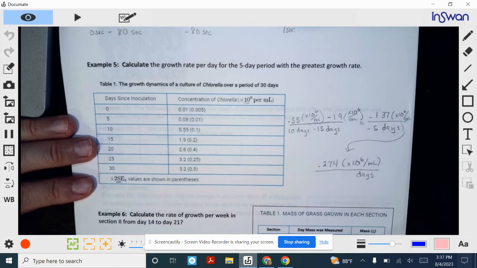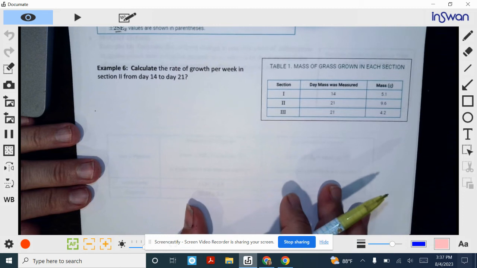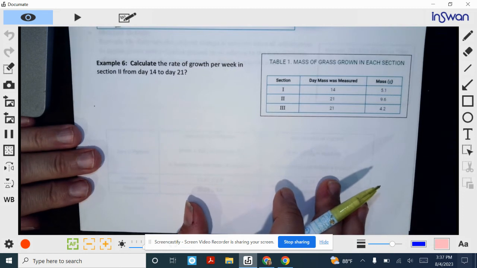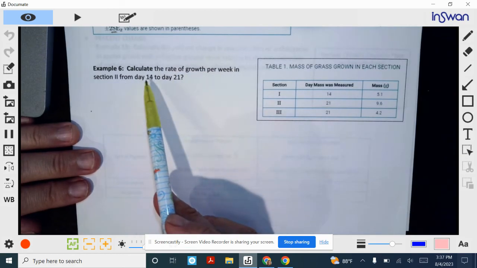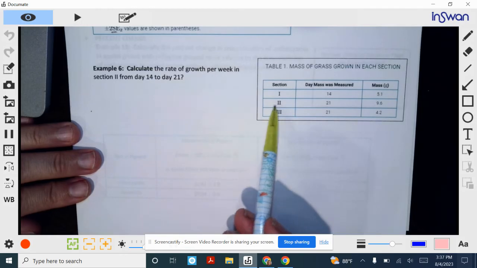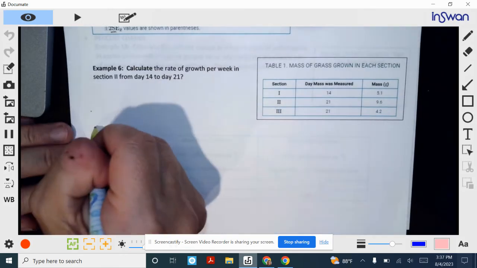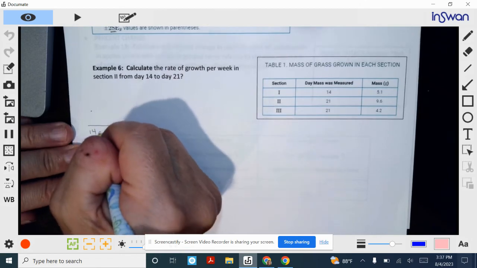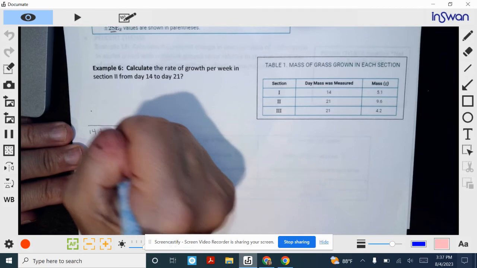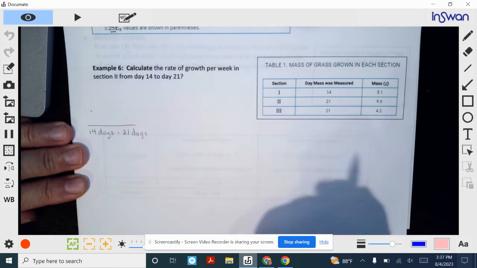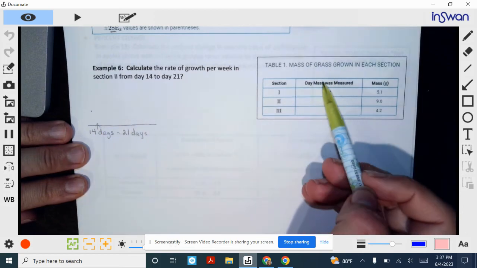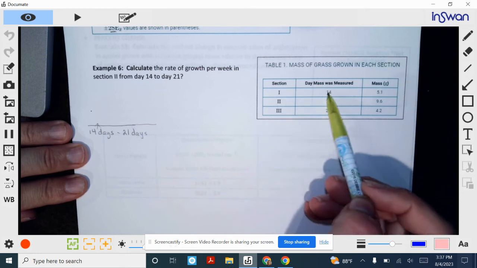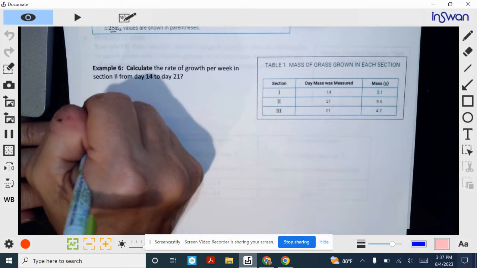Okay. All right. Let's try this one and see if we can not be tricked by the second step they're kind of wanting us to do here. Calculate the rate of growth per week in section 2 from day 14 to day 21. Okay. All right. Well, we see this and we're like, okay, it's rate. We got 2 days, right? So let's do that. Let's write 14 days on the bottom and 21 days on the bottom. Okay. And let's put our corresponding values. It looks like we're looking at mass of grass. So at my 14 days, the mass was 5.1 gram.